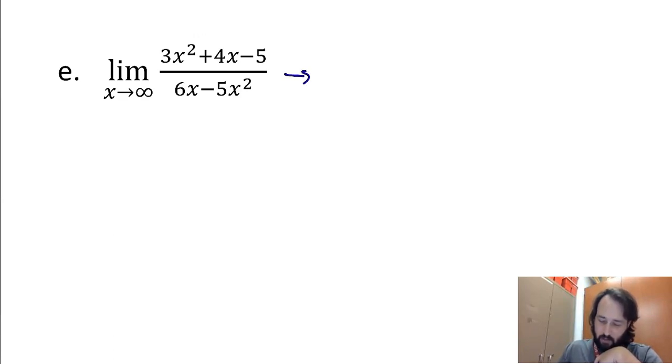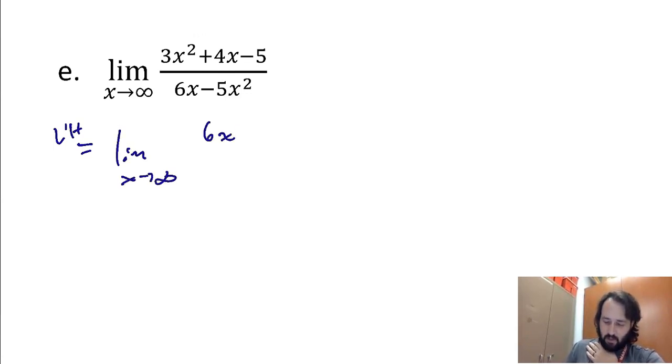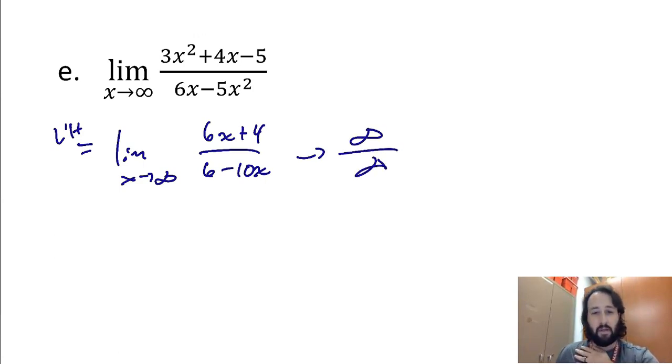So if I put in infinity, this would be infinity over infinity, which would yield an indeterminate. So I'm going to do L'Hopital's. By L'Hopital's, this is the same thing as the limit as x approaches infinity of 6x plus 4 over 6 minus 10x. Well, hey, if I put in infinity right now, this still yields infinity over infinity.